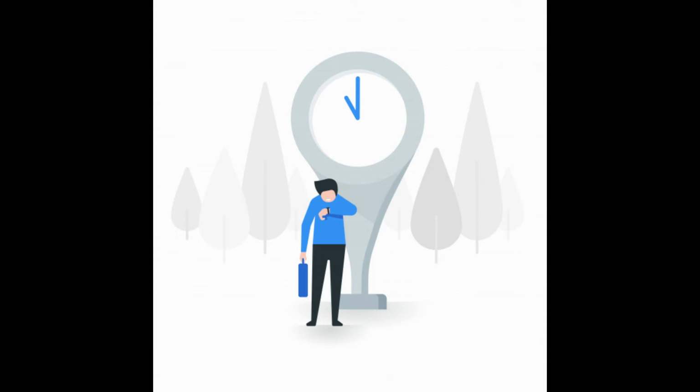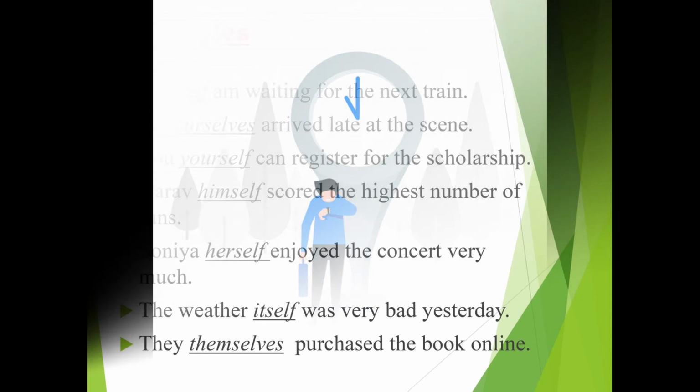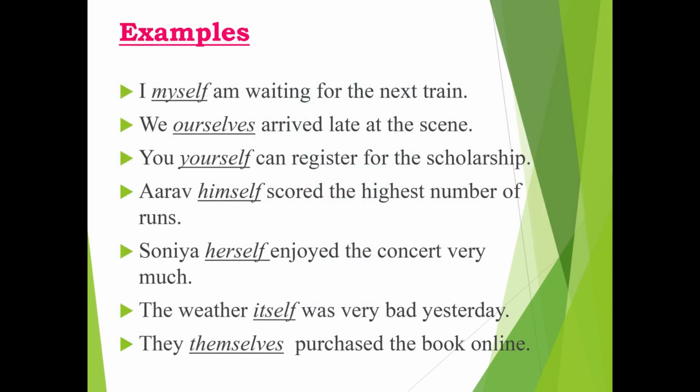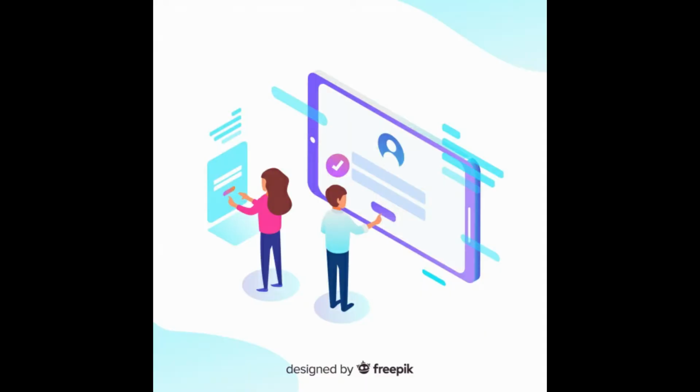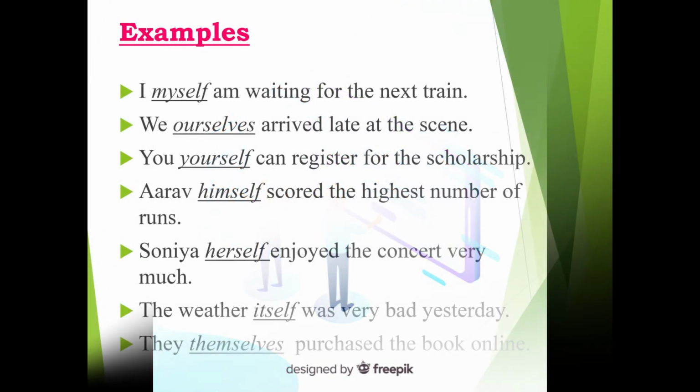So here also, ourselves is emphasizing we. Next, you yourself can register for the scholarship. Here, you is being emphasized, meaning the subject is being emphasized, that you can only do it. Okay, so if I remove this yourself also, then also the sentence will make sense.